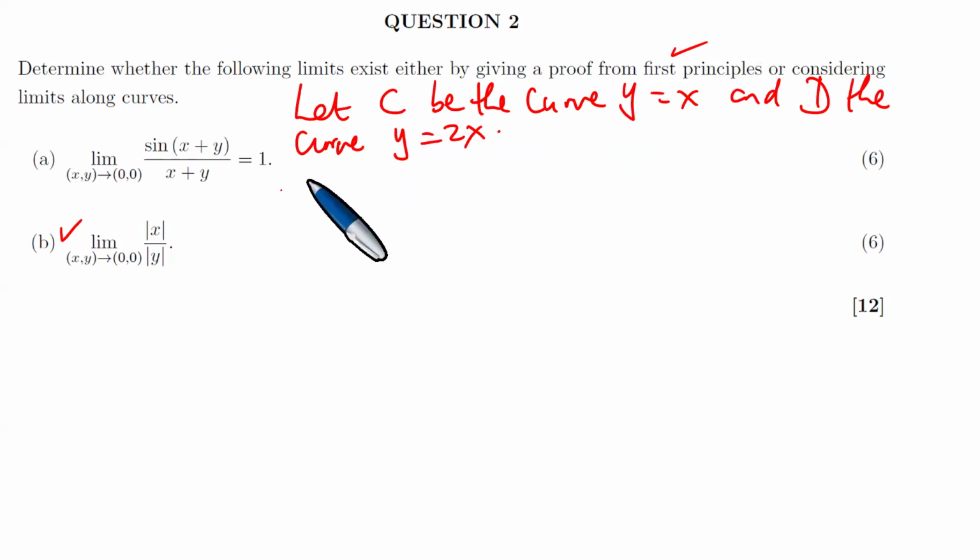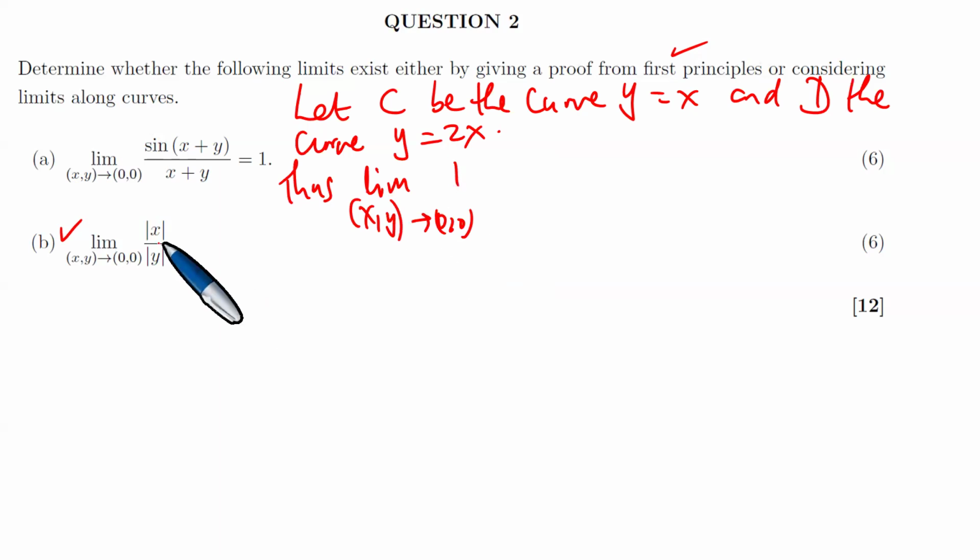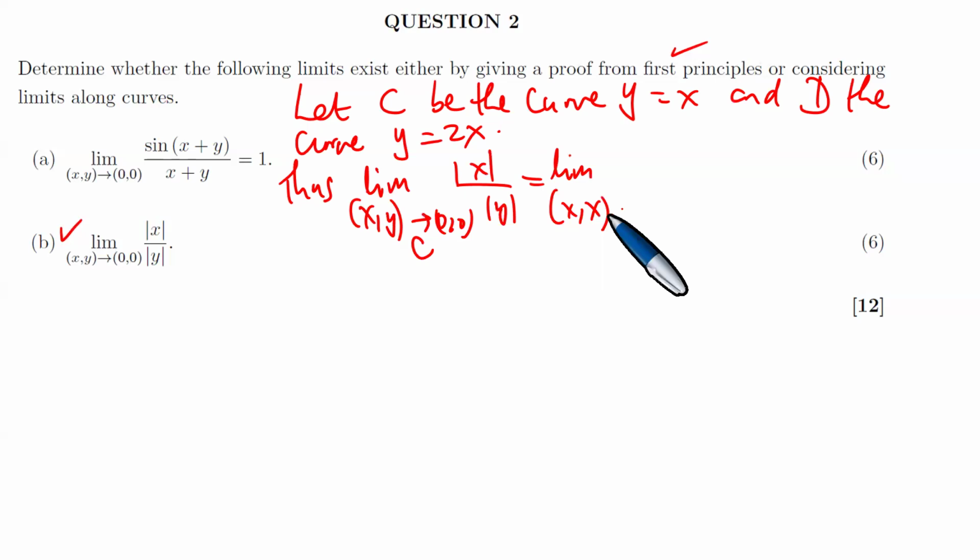Thus, with the limit as x and y approach 0 and 0, we're taking it from here. This is the limit. Now we're going to take it along curve C, which is this one. If you take it along curve C, it means that wherever there is a y, you can put x, so that now we have the modulus of x. Y is the modulus of x.